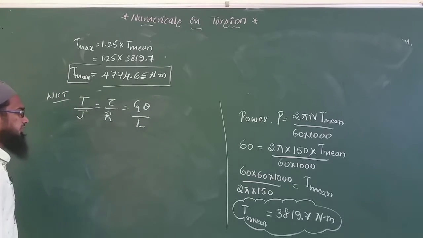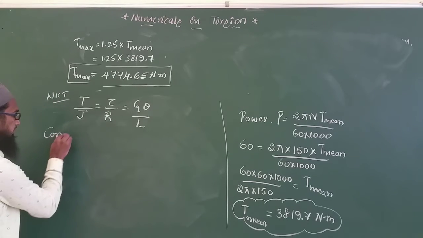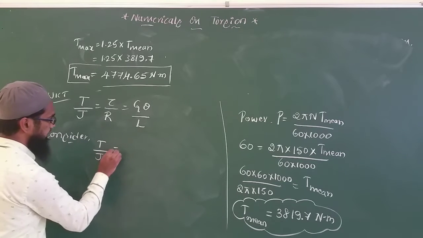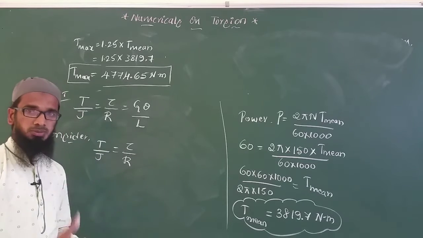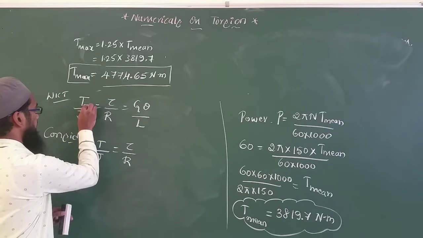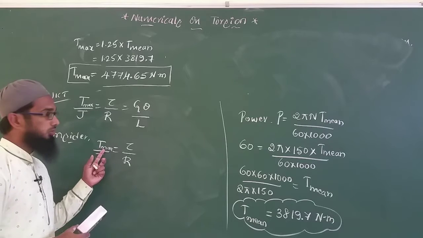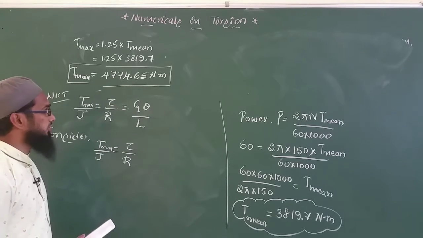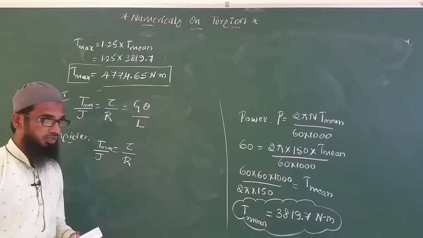First, I will consider the first and second parts, that is, T by J is equal to tau by R. Here T is nothing but the maximum torque in the torsion equation. We have got the value of 4774.65 for this maximum torque. This is the polar moment of inertia for a circular shaft, pi d power 4 by 32.